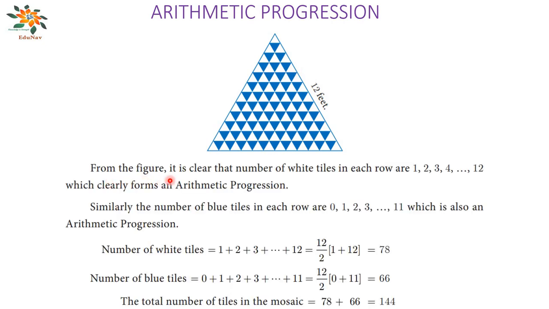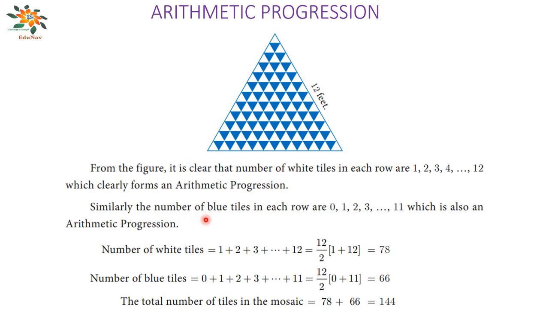So from the figure, it is clear that the number of white tiles in each row are 1, 2, 3, 4 and so on till 12, isn't it? How many white tiles are there in the last row? It is 12. That is why we are getting the sequence as 1, 2, 3, 4 and so on till 12. Obviously, this sequence forms an arithmetic progression.